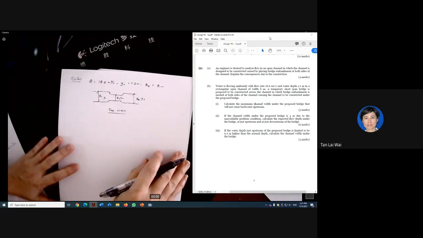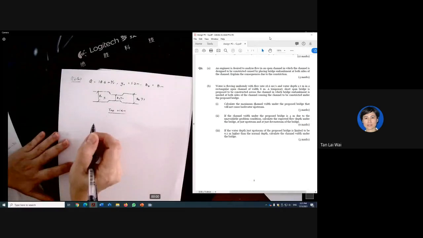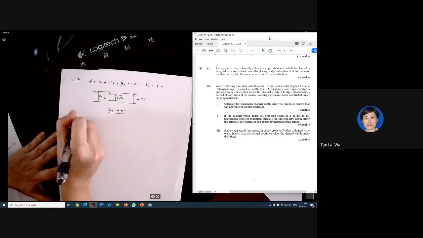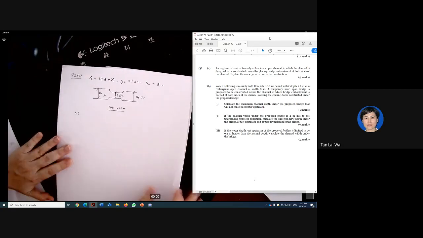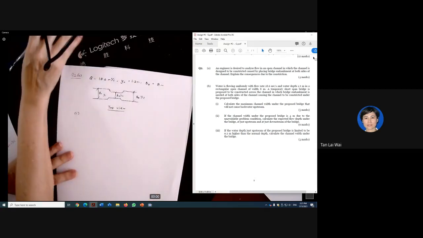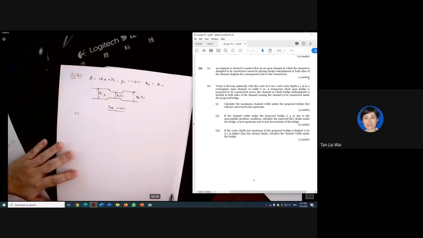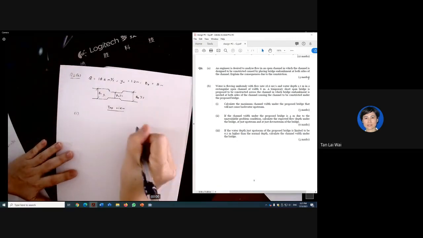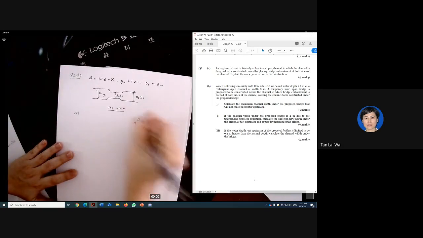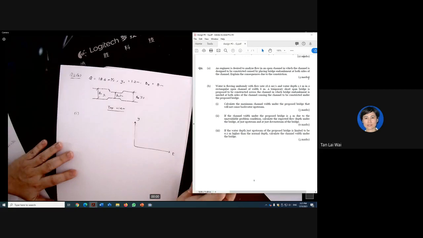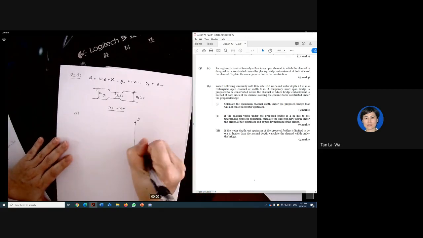Now, for the first part, the question asks us to find Bmax. Let's draw this out. I'm going to bring it here. I'm going to have here my E-Y curve, just trying to understand the question.